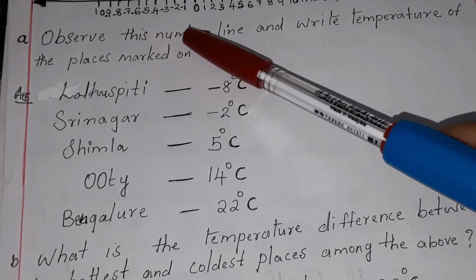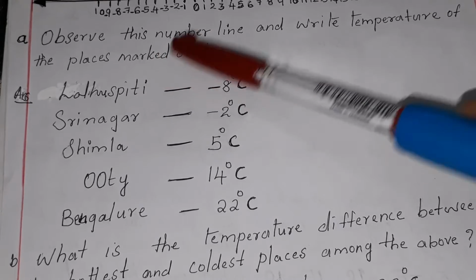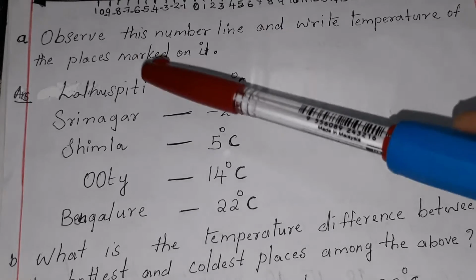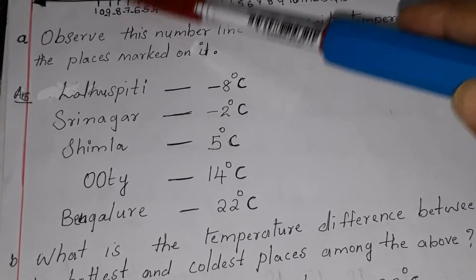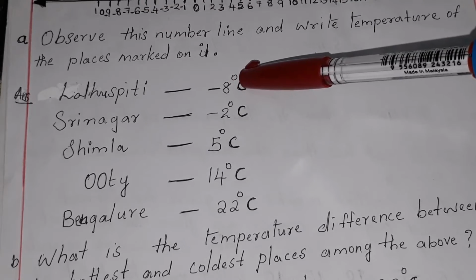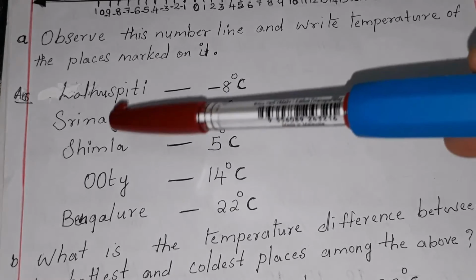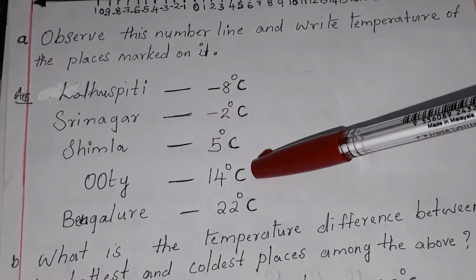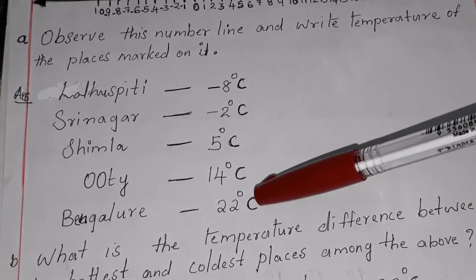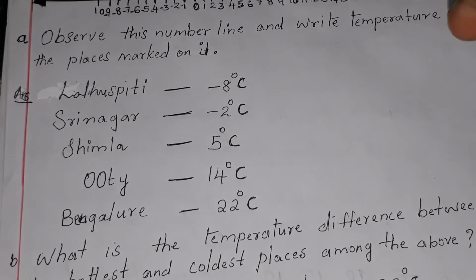Okay, observe this number line and write the temperature of the places marked on it. Lal Spiti. What is its temperature? From the number line, it is minus 8 degrees Celsius. Srinagar, minus 2 degrees Celsius. Shimla, 5 degrees Celsius. Ooty, 14 degrees Celsius. Bangalore, 22 degrees Celsius. Isn't it? See, from the number line, what did you understand?